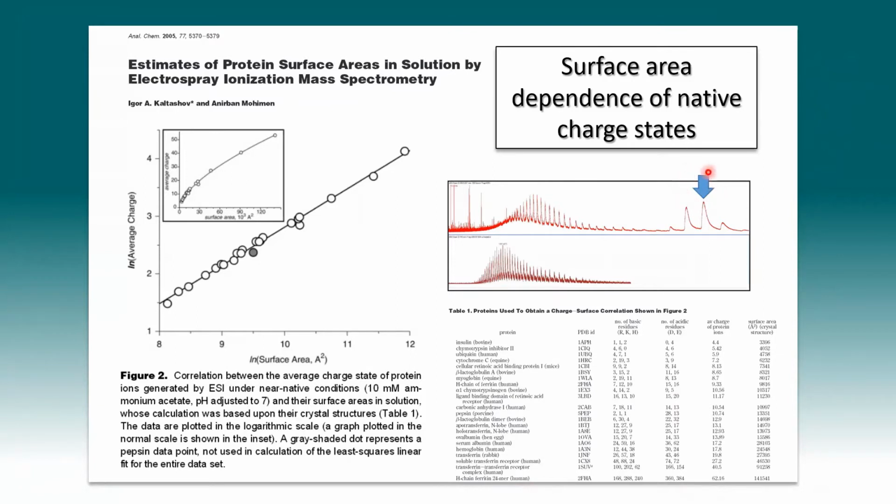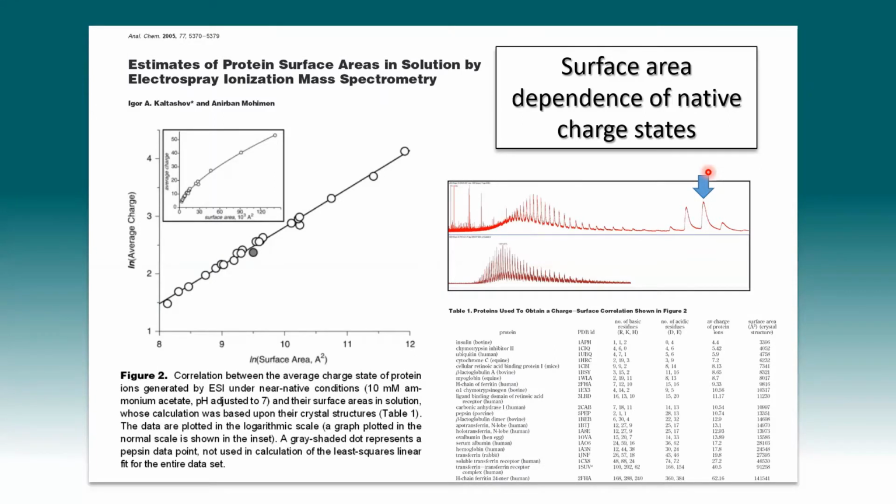And what you can see is there is almost a perfect straight line. And perfect straight lines don't really happen in biology. It's something I would associate with physics. So this experiment shows that the native charge state for a protein is dependent on its surface area.